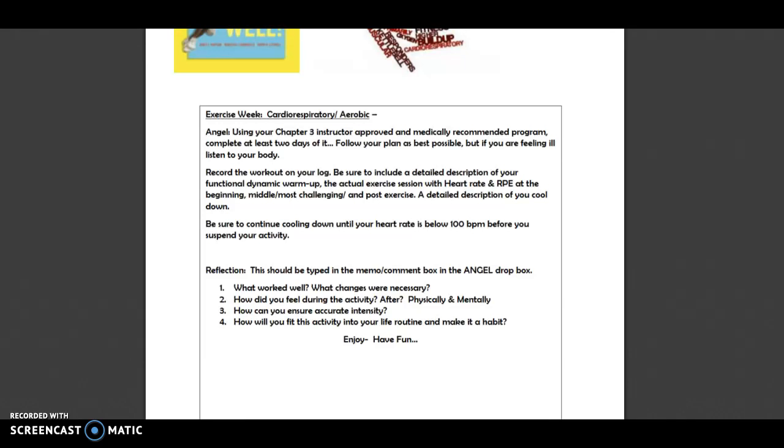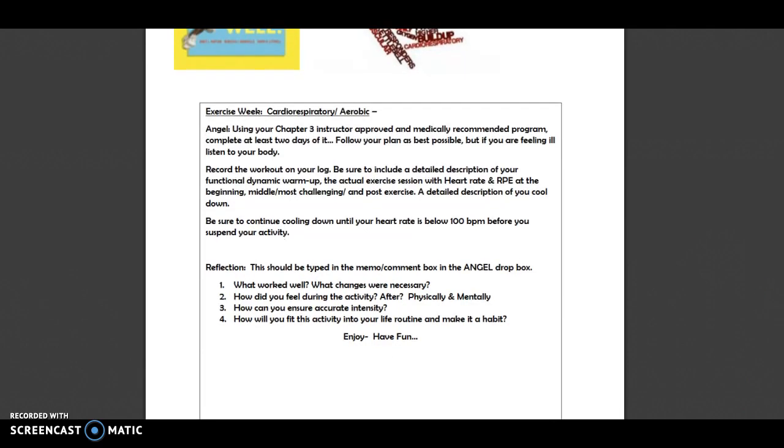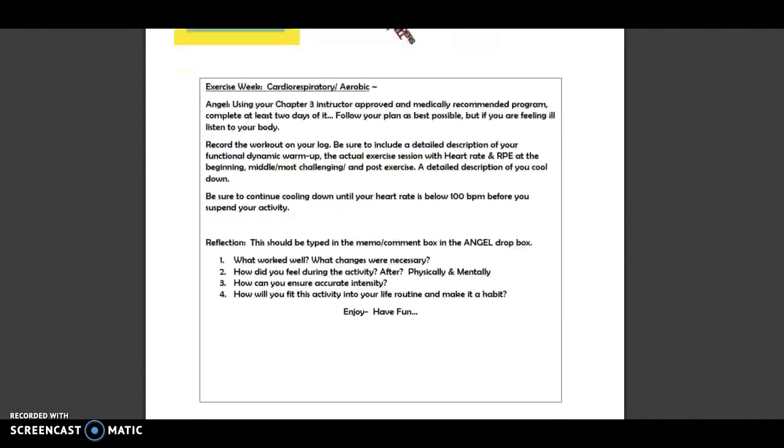When you're finished with your aerobic activity, however long it's going to be, you will then actually start your cool down. In your cool down is where you do stretching and decreasing your heart rate. Do not begin stretching until your heart rate has gone below 100 beats per minute. Okay? So keeping that in mind, you can write your log and journal reflection entries all on the same page that you submit into your homework assignment.